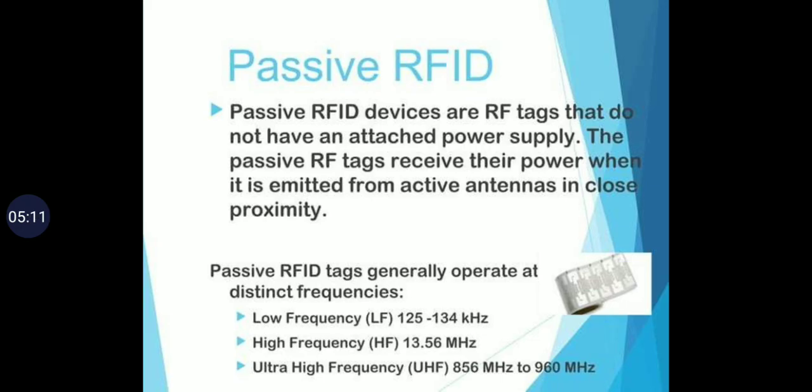Then passive RFID devices are RF tags that do not have an attached power supply. The passive tags receive their power when it is emitted from the active antennas in close proximity. So the device, the tag and the reader must be present in close vicinity. Only then can the power be enabled in the tags. So it operates in low frequency, high frequency or ultra high frequency, and the frequency ranges are given as in the slide.